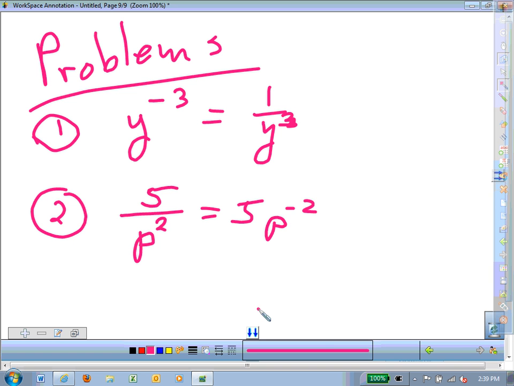Which one, in both cases, is simplified? Well, they're both the same. It just depends. So I don't care if you use negative exponents or positive. That's fine, either one. I have a tendency to write answers without fractions. So I'd probably write this one and that one.